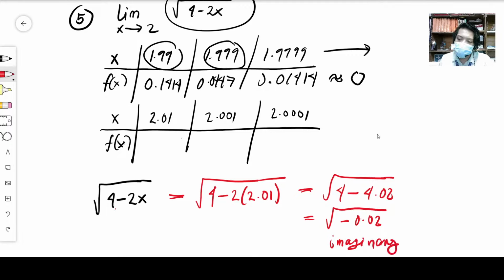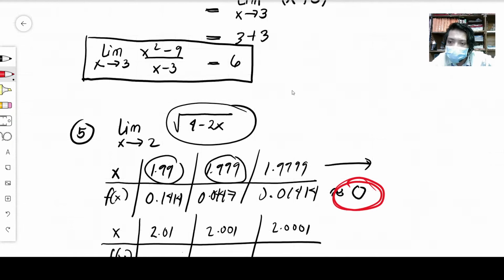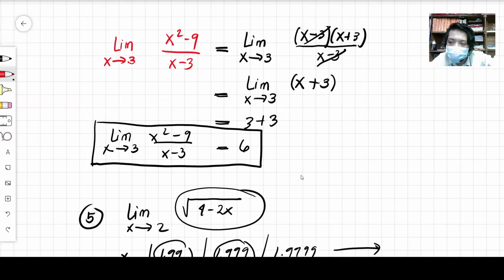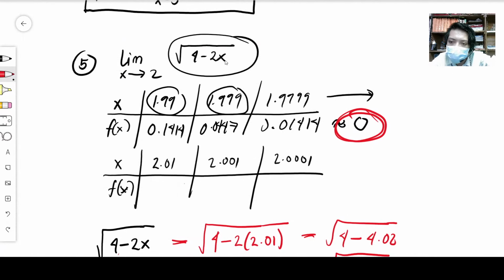Okay? So earlier, using the left hand limit, it is 0. The right hand limit is imaginary. So the left hand and the right hand limits are not equal, meaning the limit of this function does not exist. This is as opposed to the value you get if you just directly substitute, which gives a value of 0.